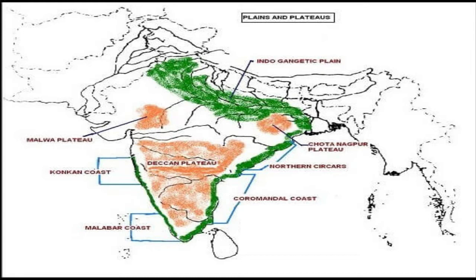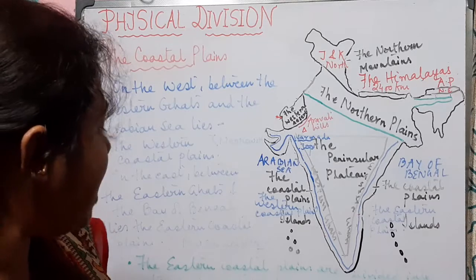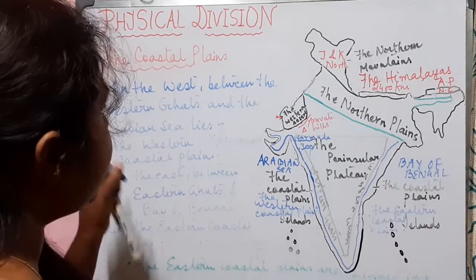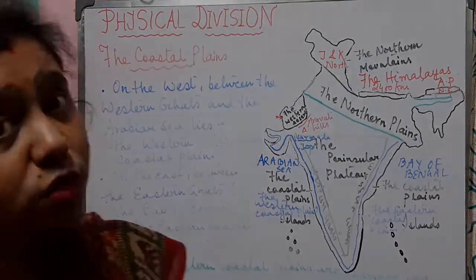So we can see that the eastern coastal plains are divided into two main parts: the northern Sircars to the north and the Coromandel coast to the south. Now let us know about some other features of the coastal plains.